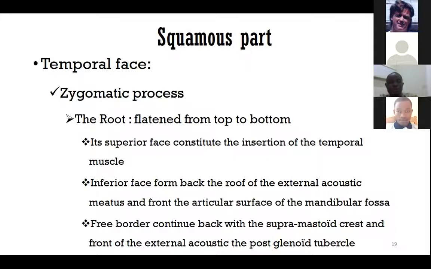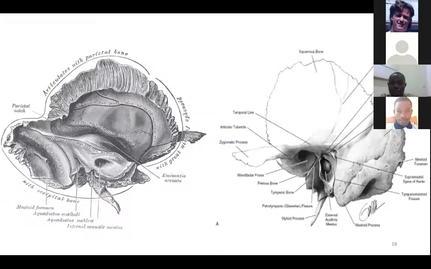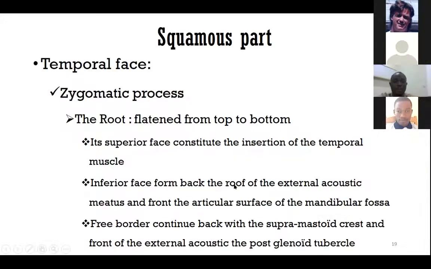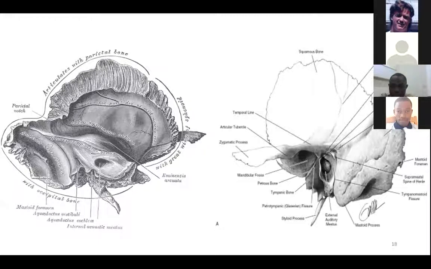Concerning the root, the inferior face forms at the back the roof of the external acoustic meatus and at the front the articular surface of the mandibular fossa. We already talked about it here. Like I said, at the back there is the tympanic bone that contains the external acoustic meatus, and here the mandibular fossa will articulate with the mandible and form the temporomandibular articulation. The free border continues back with the supramastoid crest and, in front of the external acoustic meatus, the postglenoid tubercle. The postglenoid tubercle is here. This one. Okay.